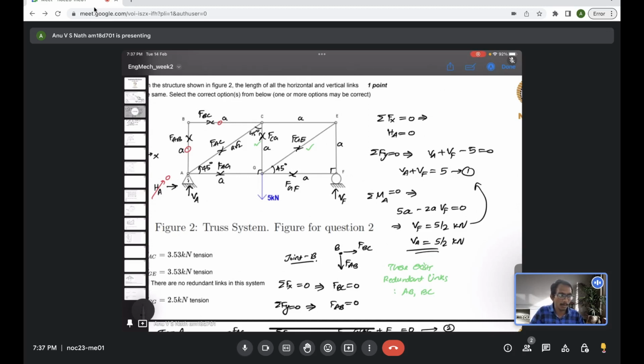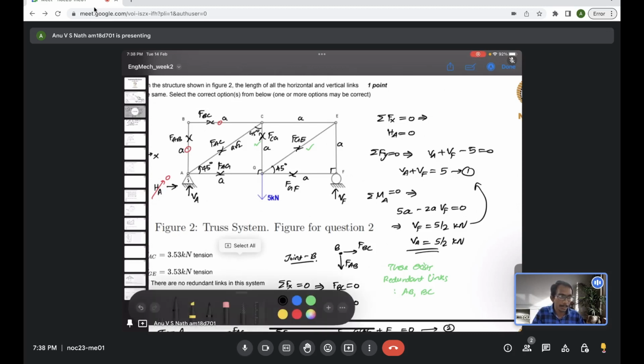We have to follow some path. I mean, not exactly a path, we have to go in such a way that at a time there will be 2 unknowns in each joint, then only we can evaluate, because only 2 equations are possible to write for every joint in the method of joints. So if now you can see joint C, FBC is not there because it's already 0.